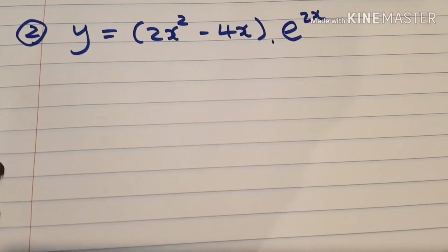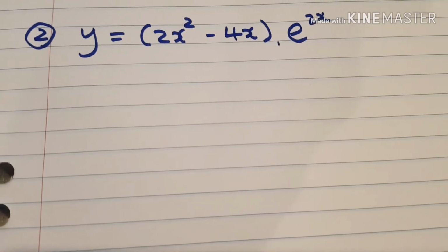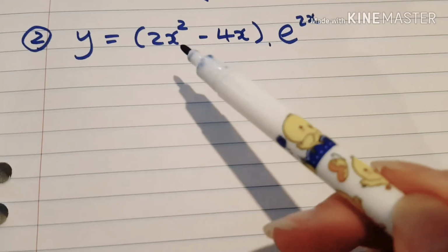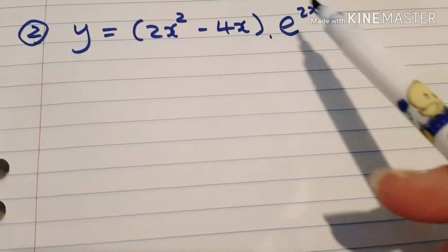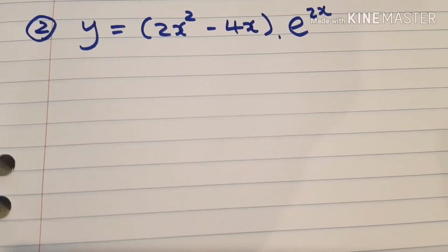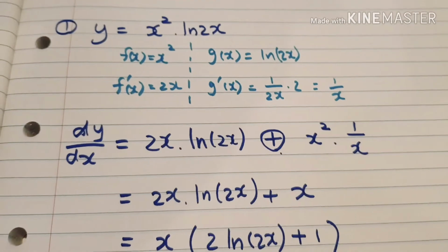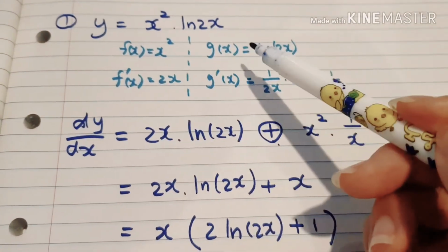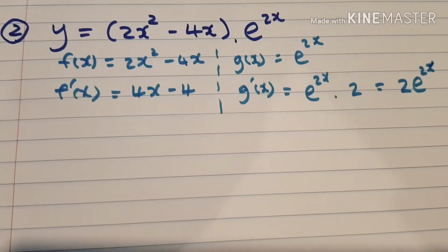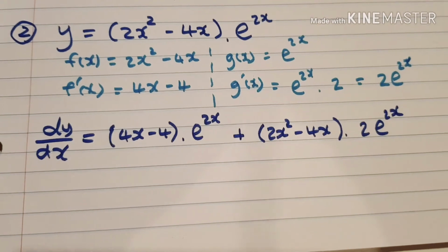Okay, then I want you to have a go at doing this one. What will be my f(x) and g(x) this time? Obviously whatever is in the bracket will be f(x), and e to the power of 2x will be g(x). So step 1 will be like this. Differentiate f(x), differentiate g(x), and put it back into the formula.